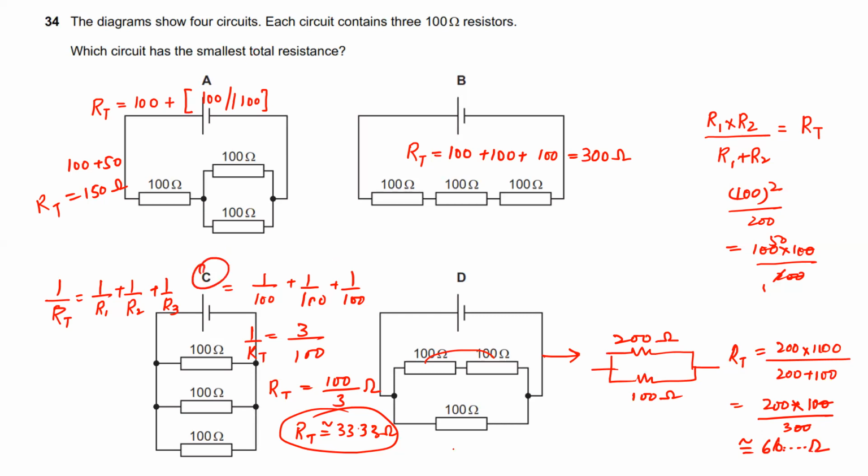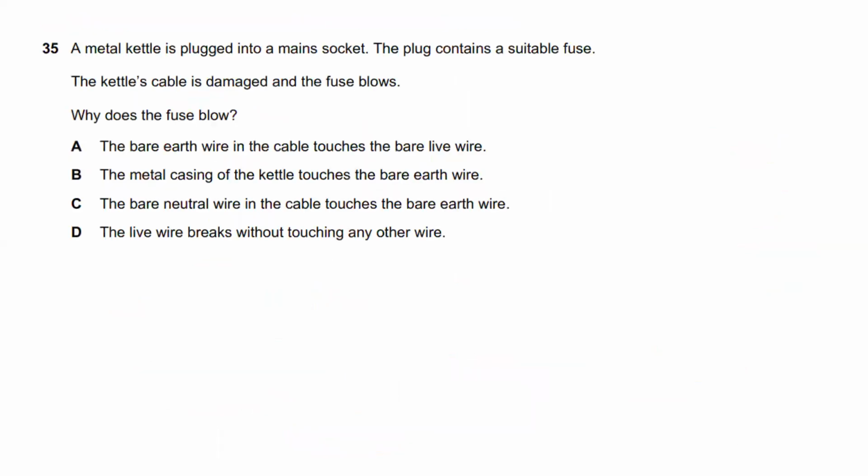Answer is C. This value is the smallest value of resistance which we have calculated. So next question, it says a metal kettle is plugged into main socket. The plug contains a suitable fuse. The kettle cable is damaged and the fuse blows. Why does the fuse blow?